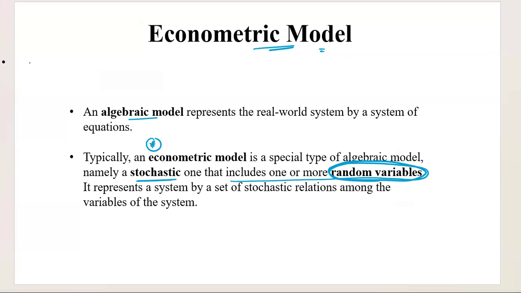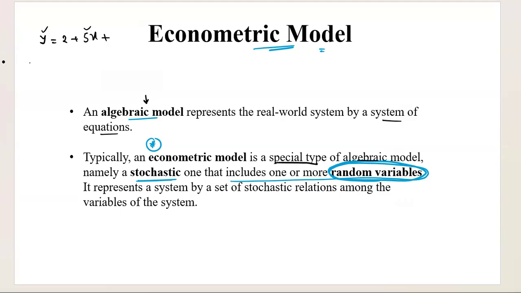Okay, so suppose I write something like this, y equals 2 plus 5x. If I do this, then this will be an algebraic model. Why is it algebraic? Because it is only a system of equations. It is only a linear equation, and you know the one-to-one relationship between x and y. For every value of x, you have a value of y, which is also known as a deterministic model that I'll define later. But in case of econometrics, it is a special type of algebraic model, namely stochastic, which includes one or more random variables.